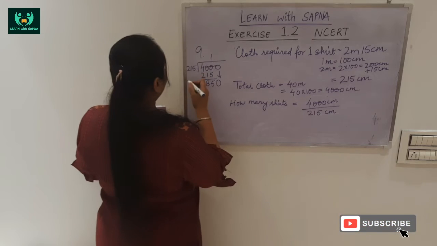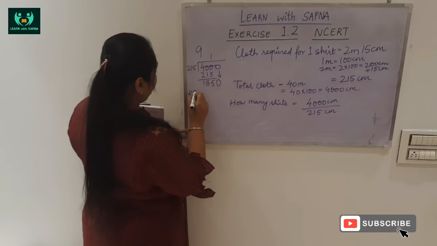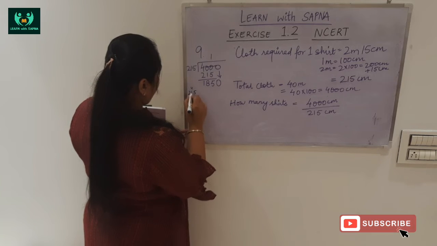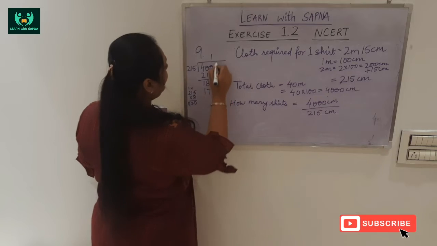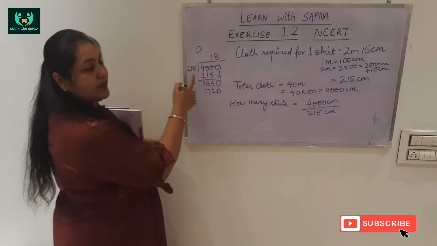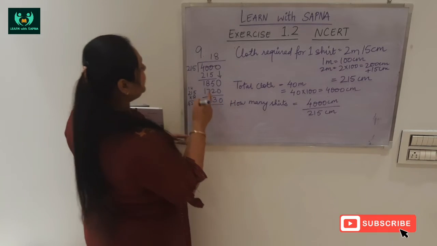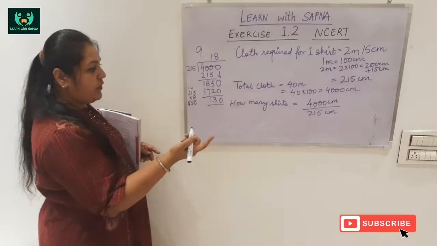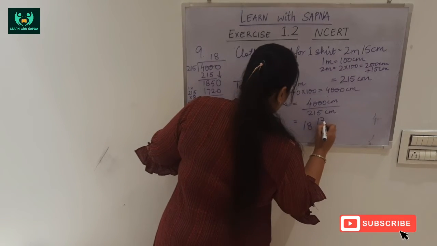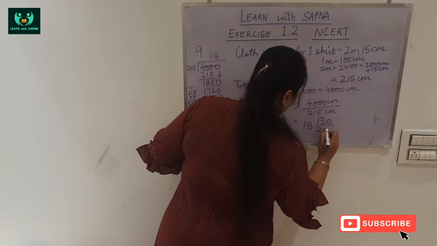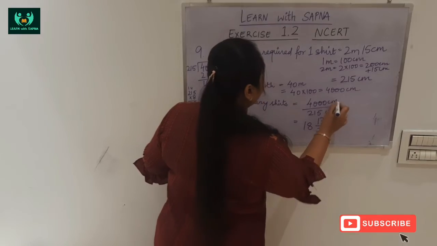I think somewhere around 8. 215 into 8, let's see, 1720, right? So 1720 will go 8 times for 215. So we are left with 130. Now 130 is smaller than 215, so it will not go. So what do we get? 18, 130 divided by 215. Centimeter will not be there, it will get cancelled.